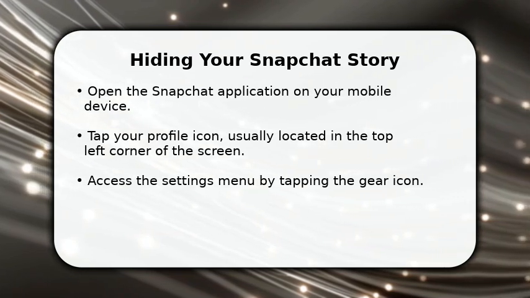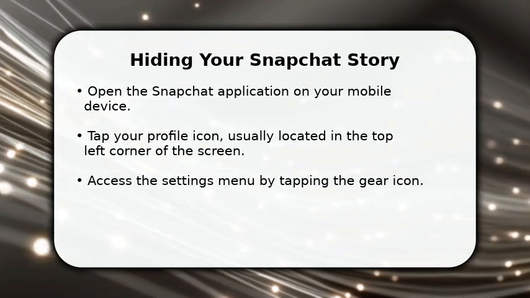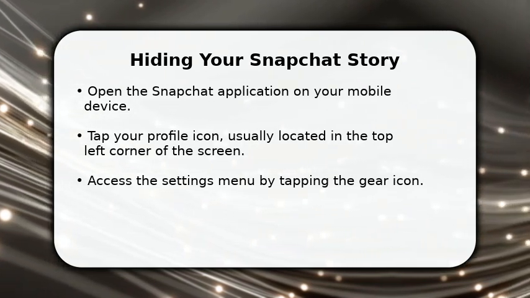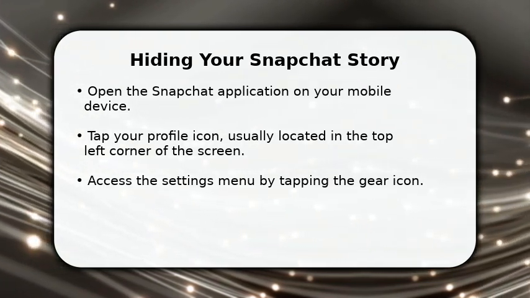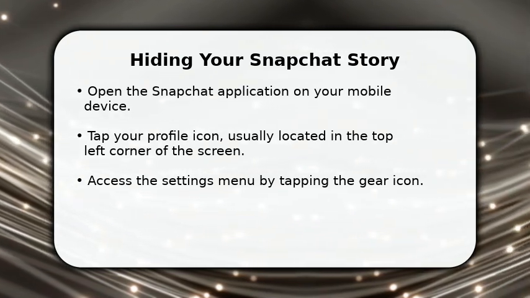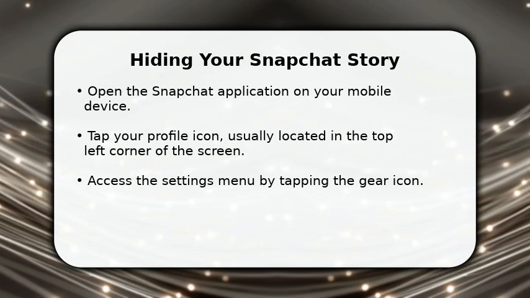Once it's open, tap on your profile icon, which is typically found in the top left corner. This will take you to your profile screen. From there, you'll need to tap the small gear icon in the top right to open your settings menu. It's a quick and easy first step.